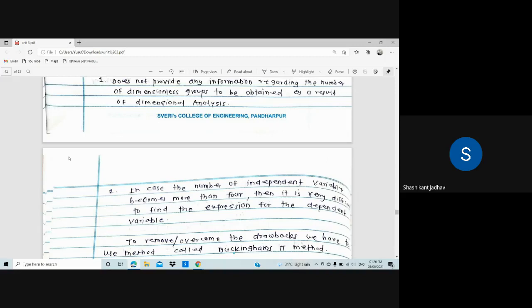म्हणजे डायमेन्शनलेसचे जे काही ग्रुप फॉर्म होणार आहेत ते किती ऑप्टेन होऊ शकतात हे रिलेज मेथड मध्ये आपल्याला समजत नाही. ओके, सो दिस इज द फर्स्ट ड्रॉबॅक. देन राईट डाउन द सेकंड ड्रॉबॅक.